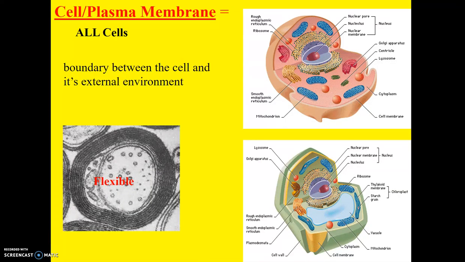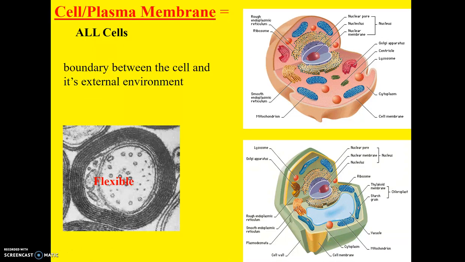The plasma membrane or the cell membrane you're going to see in all cells. It's the skin of the cell. It's what separates it from everything around it. In an animal cell, it's the only thing on the outside of the cell. And then in a plant cell, or any cell that has a cell wall, the cell membrane is going to be that first layer inside, and then you'll have the cell wall on the outside.